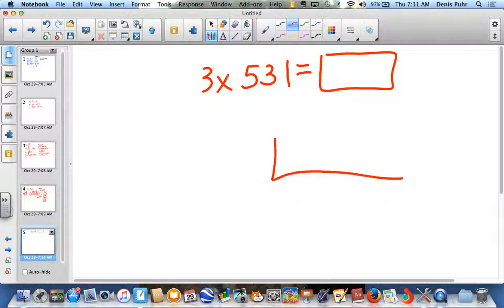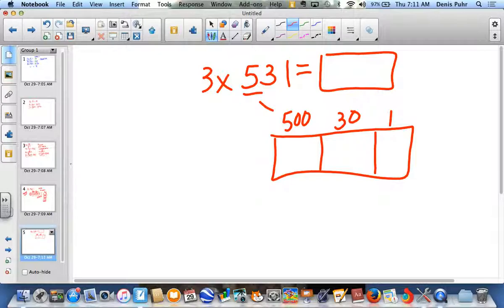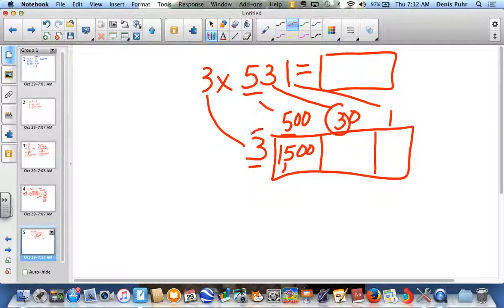Welcome back. Did you break it apart into expanded form? 500 plus 30 plus 1. The 5 is valued at 500, the 3 is valued at 30, the 1 is valued at 1. Place the 3 there. Click pause if you didn't do this. 3 times 5 is 15. Add the 2 zeros. 3 times 3 is 9. Add that 0. Then 3 times 1.